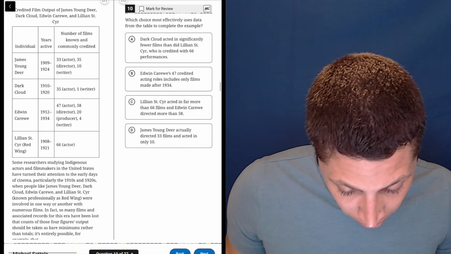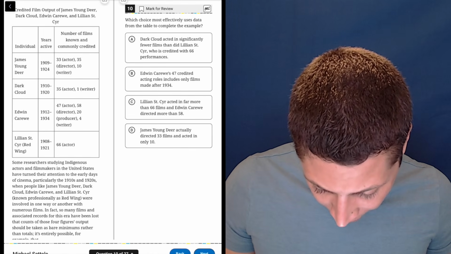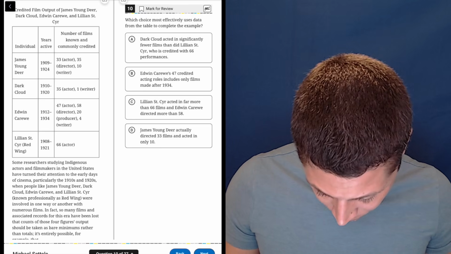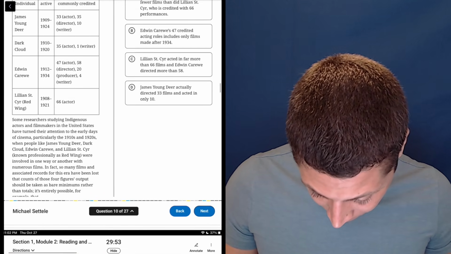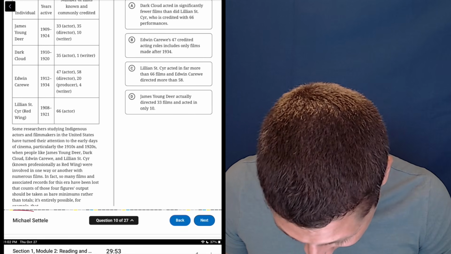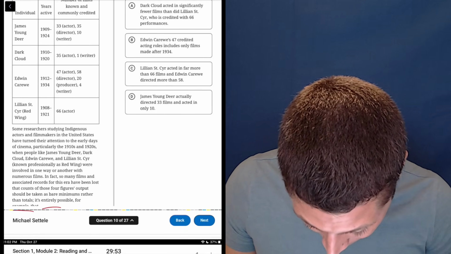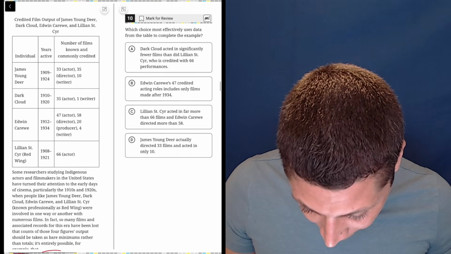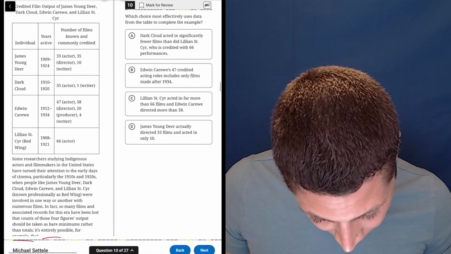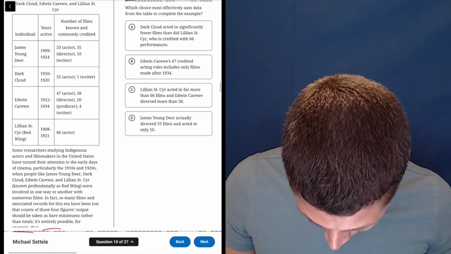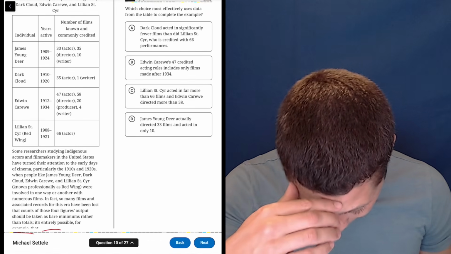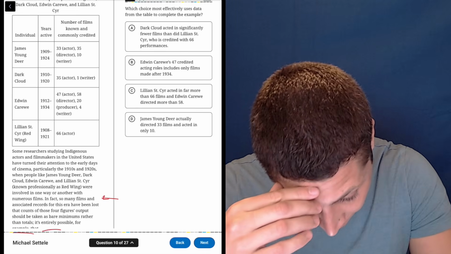All right, data. Ugh, okay. For these, I'm trying to kind of maybe get some accuracy first. What is this all about? Okay, so it gets cut off a little here. That says example. And then this is where it would go. All right. Most effectively uses data from the table to complete the example. Okay. So I'm going to start here.